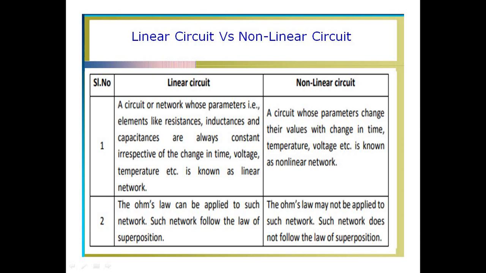Next one is linear circuit and non-linear circuit. A circuit or network whose parameters, that is elements like resistance, inductance, capacitance, are always constant irrespective of changing time, voltage, temperature, etc., is known as a linear network. A circuit whose parameters change their values with time, temperature, voltage, etc. is known as a nonlinear network.